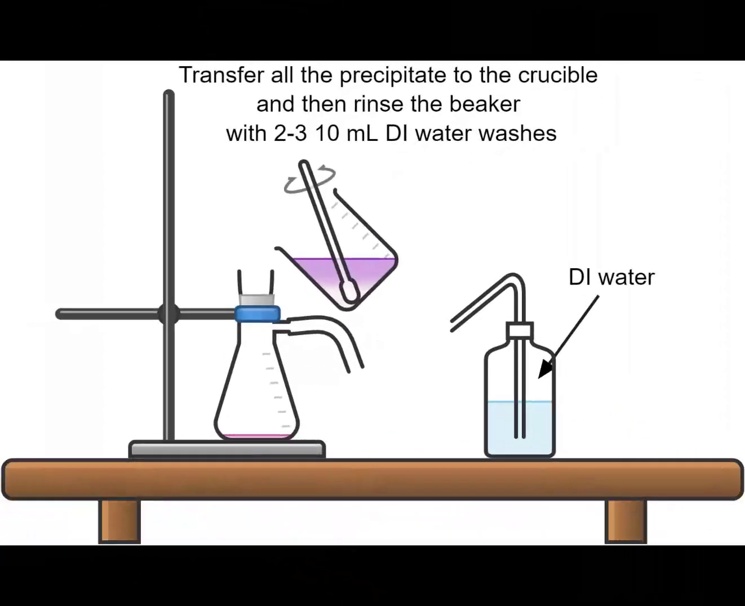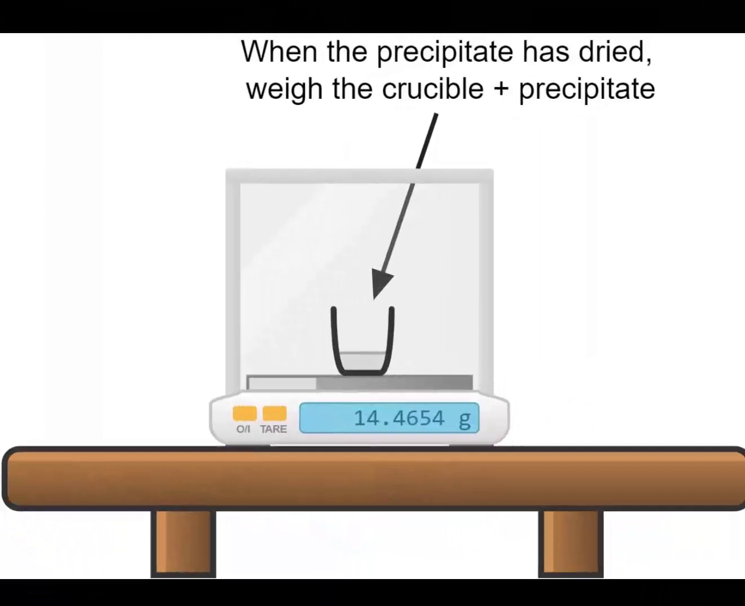In the next step, a vacuum filtration is set up, and the precipitate is quantitatively transferred to the crucible. Several low-volume washes with deionized water can assist with the transfer. And finally, the dried crucible and the precipitate are weighed.